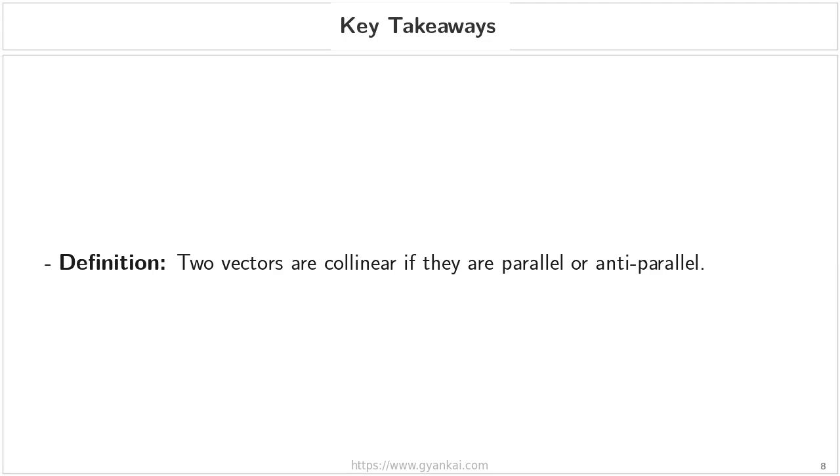Key takeaways. First, let's revisit the fundamental definition. Remember, we say 2 vectors are collinear if they lie along the same line or parallel lines. This means they can be either parallel, pointing in the same direction, or antiparallel, pointing in exactly opposite directions.